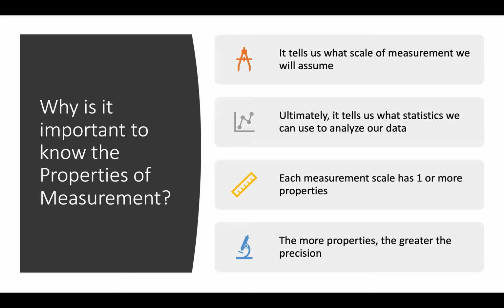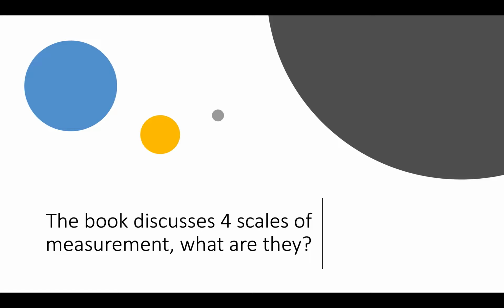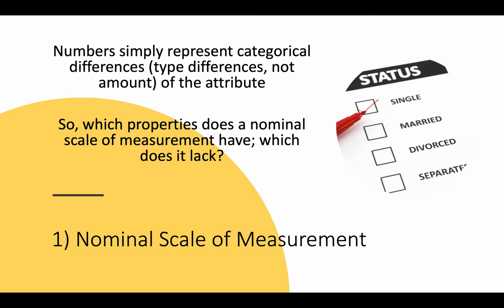We're about to discuss the 4 scales of measurement, and each of these scales has at least one of the properties that we just discussed, and some scales have all 4. The more properties our measure has, the more precise it is, but we'll get to more on that in just a minute. Your textbook discusses 4 scales of measurement, and they are nominal, ordinal, interval, and ratio. And we're going to talk about each one in detail.